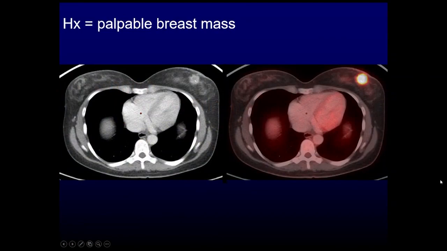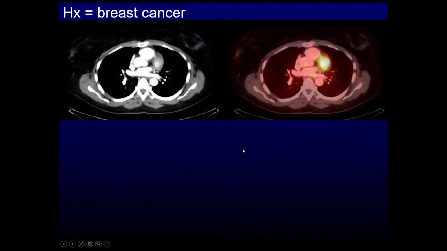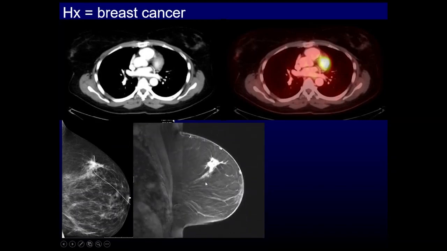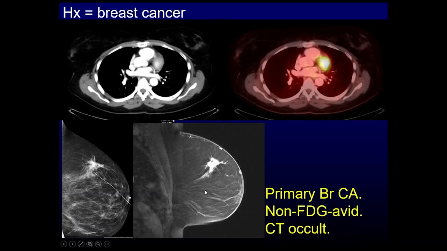So on FDG PET-CT, if the primary breast malignancy is large enough, you'll see it both on the FDG PET as well as the CT component of FDG PET-CT. However, it is well known that for smaller but still clinically important primary breast malignancies, it will not be seen on either the FDG PET or the CT component of an FDG PET-CT, but may rather be easily visualized on mammography, as well as breast MR or ultrasound. So it is known that the FDG PET-CT is not sensitive for detection of the primary breast malignancy.